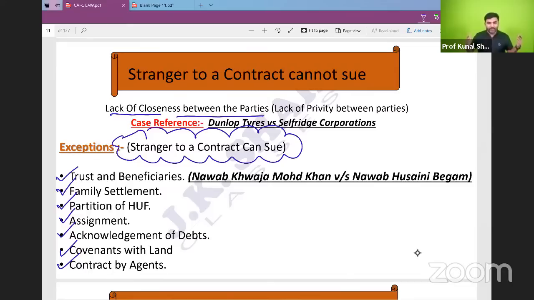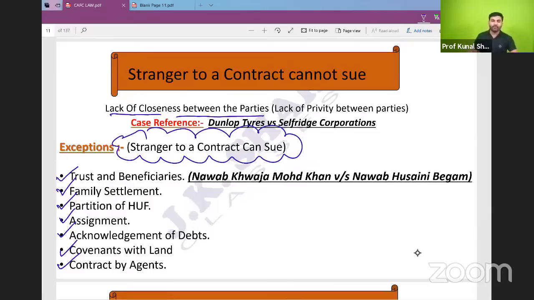Generally, a stranger to a contract cannot sue. But in exceptional cases, a stranger to a contract can sue. And the very first exceptional case over here was in case of trust and beneficiaries. Let us move on ahead to the next exceptional case, which talks about a family settlement.